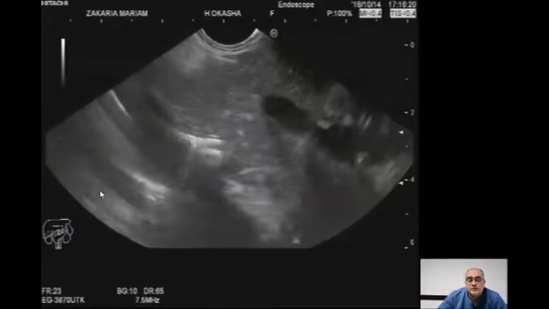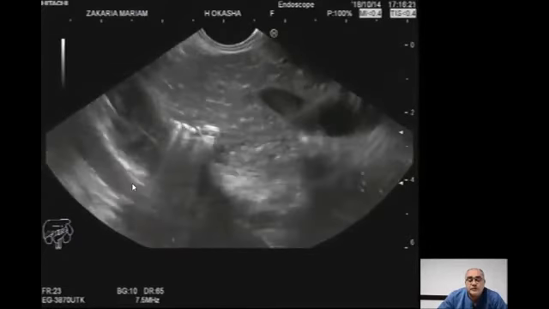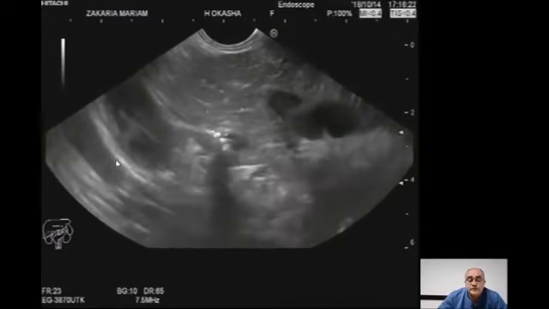And this patient was operated on and it was proved that this large papillary mass was a GIST tumor, one of the rare cases of papillary gastrointestinal stromal cell tumor.